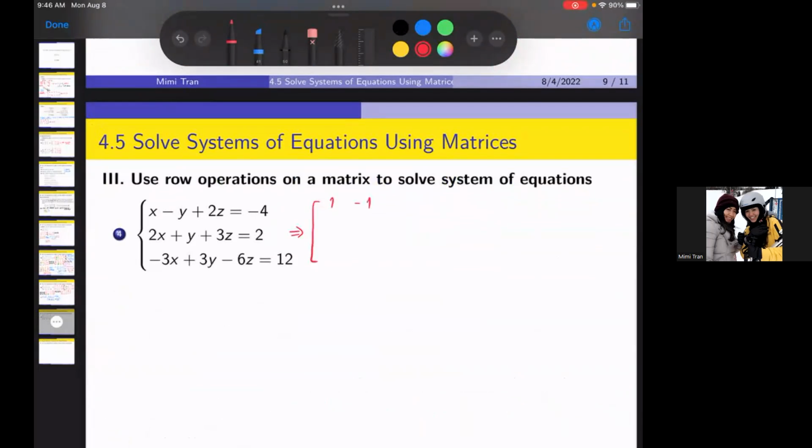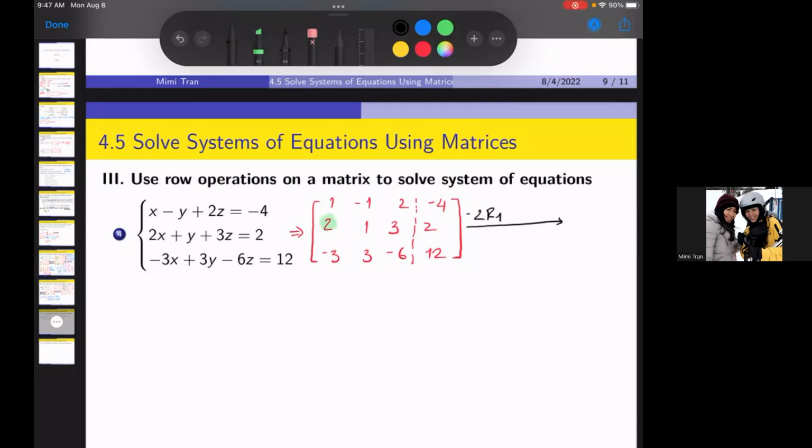One, negative one. I'm gonna do a quick one for this. Negative 4, 2, 1, 3, 2, negative 3, 3, negative 6, 12. I don't need to swap anything because the first entry is already 1. I need to make this 0, right? So suggestion, you should be good by now, or at least for the first one.